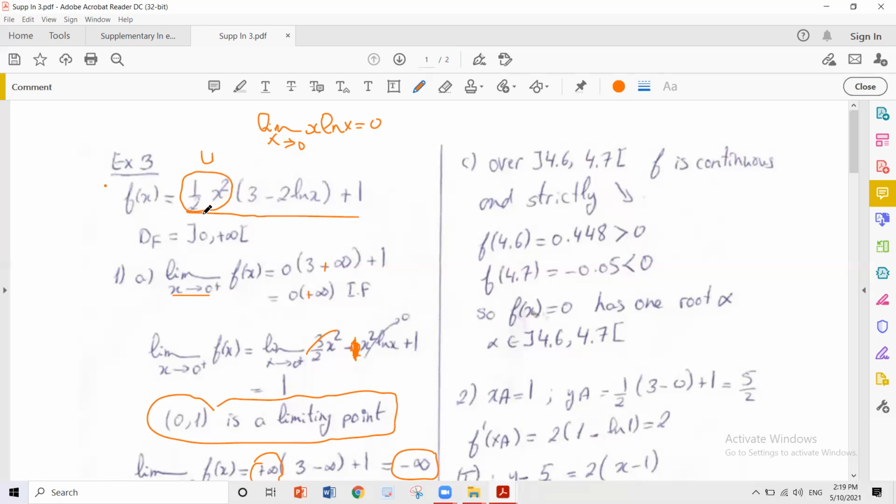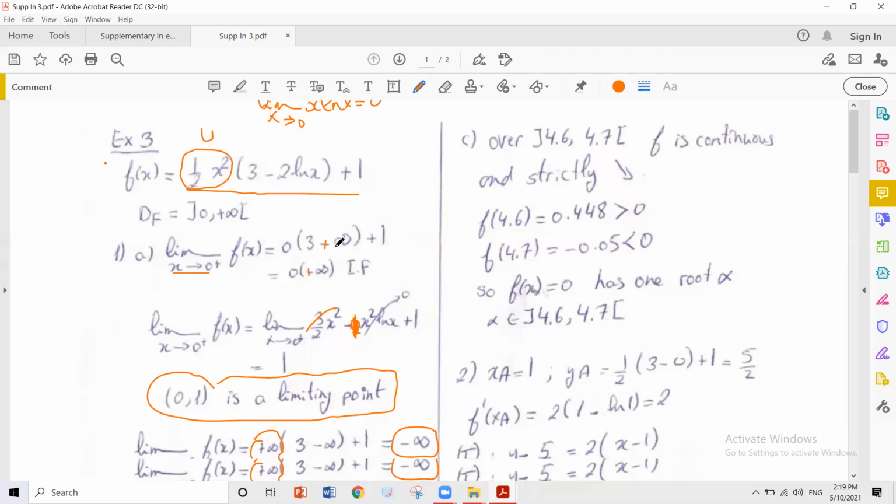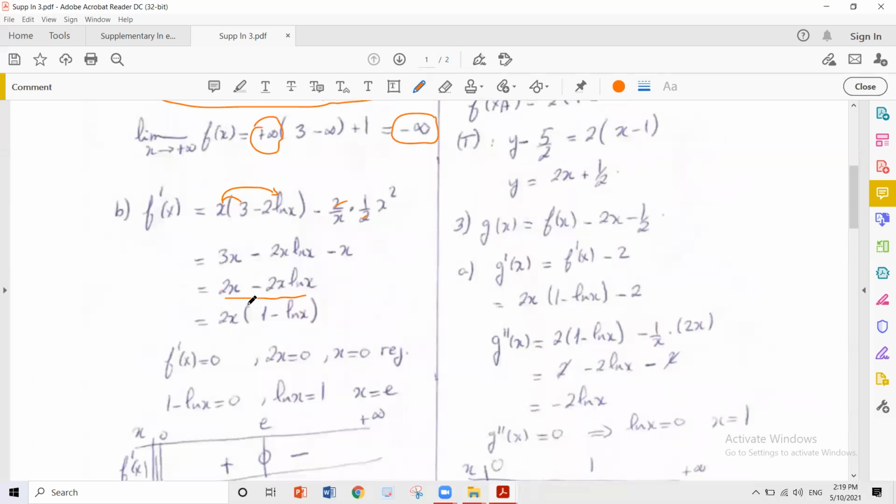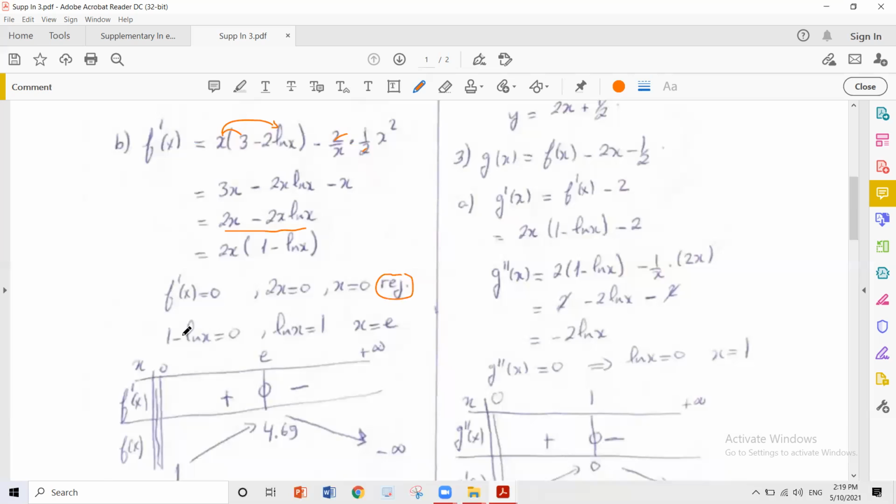اوكي مش الحل؟ done؟ So after taking 2x common into 1 minus ln x, we solve f prime x equal to 0. 2x equal to 0, x equals 0 rejected, it is not in the domain. 1 minus ln x equal to 0, ln x equal 1. Because once again here we say x equals e to the 1. I remove ln, x equal e to the 1.